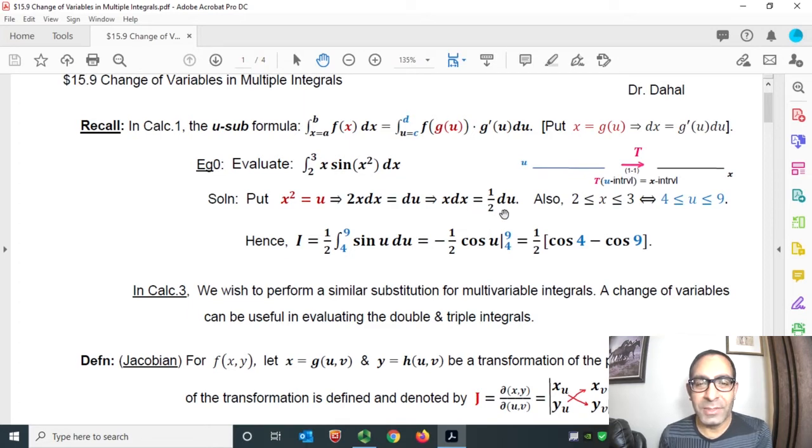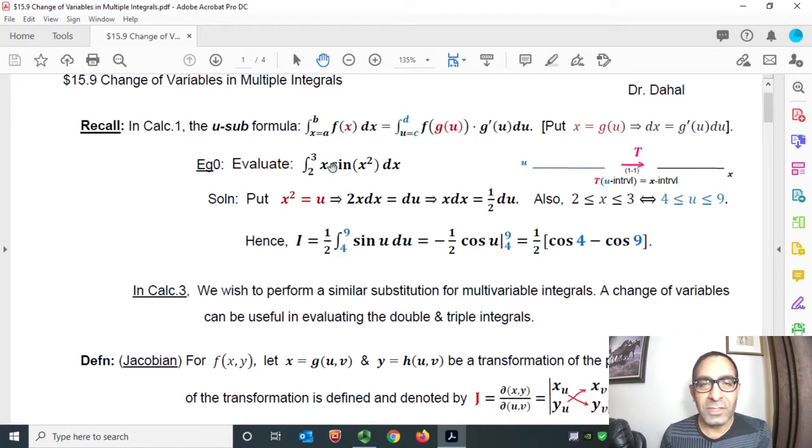Also change the limits of integration. So here when x equals 2, u equals 4. When x equals 3, u equals 9. Then our x integral reduces to the u integral here. Sine of x squared becomes sine of u, and x times dx equals 1/2 du, and we have the new limits of integration, u equals 4 to 9.